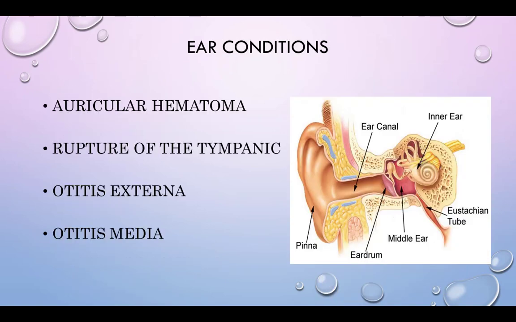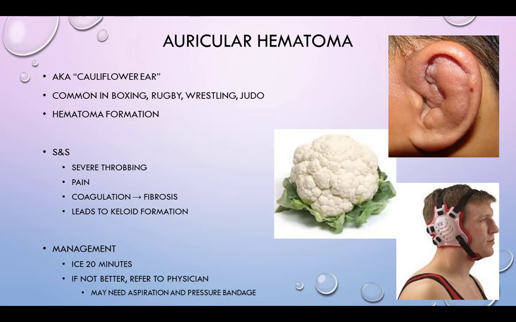Ear conditions include auricular hematoma, rupture of the tympanic membrane, otitis externa, and otitis media. Auricular hematomas are also known as cauliflower ear. They are common in boxing, rugby, wrestling, judo, and any sport in which headgear is worn. The headgear creates a friction-type injury similar to a blister as it moves around the ear tissue. The hematoma forms and then the tissue scars. In certain cases, auricular hematomas can actually impair hearing. It can close the ear canal and cause some difficulty.